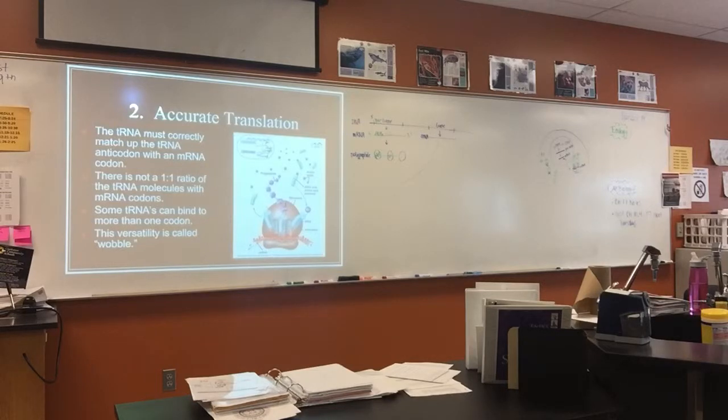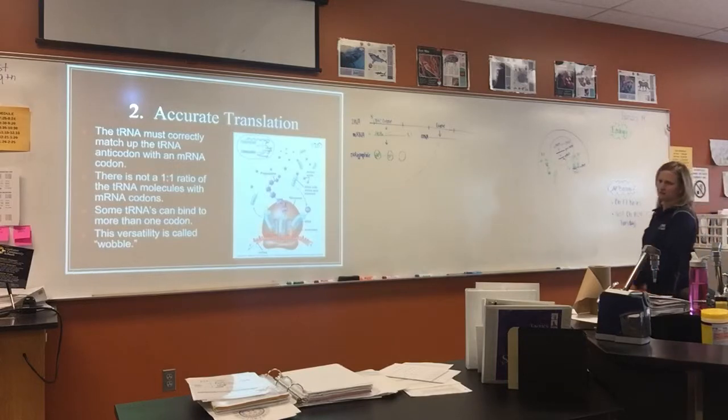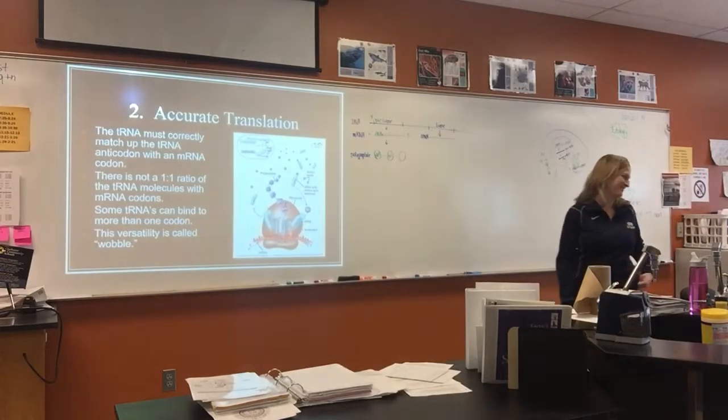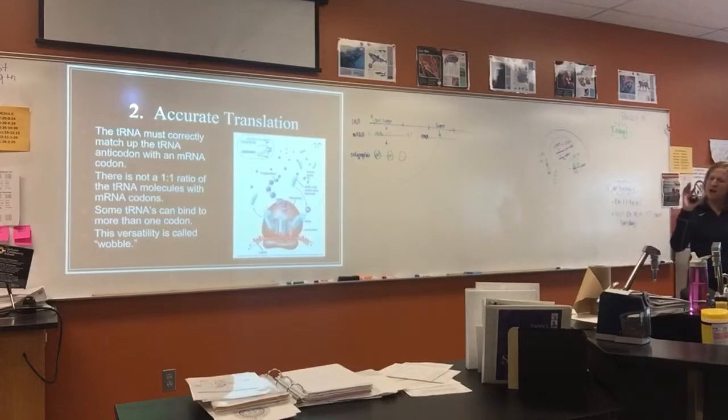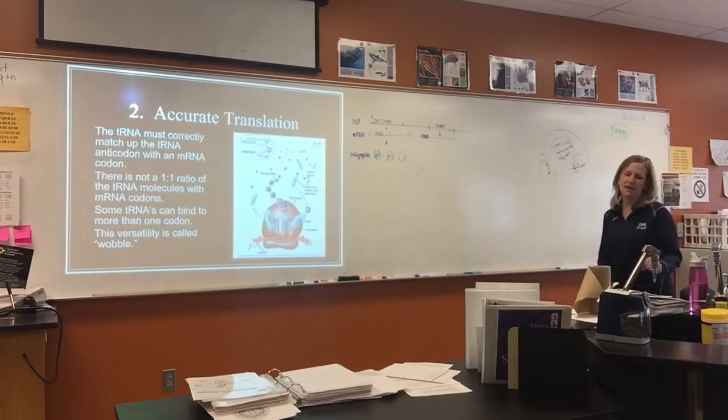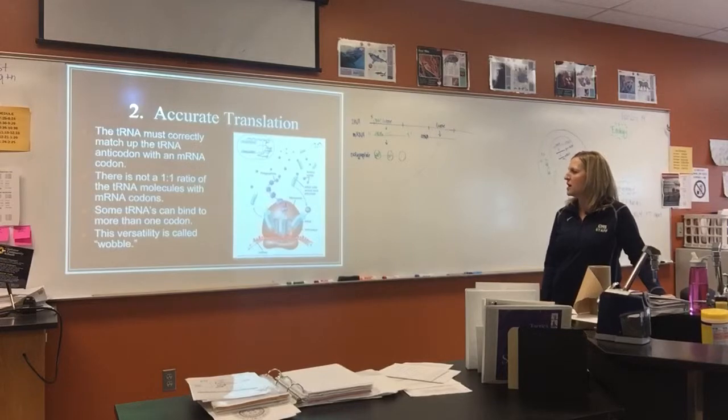So the tRNA must correctly match up the tRNA anticodon with an mRNA codon. There is not a 1-to-1 ratio of tRNA molecules with mRNA codons. Some tRNAs can bind to more than one codon. This is called the wobble effect. So I spoke briefly about that a little bit when I was in the notes in the video.